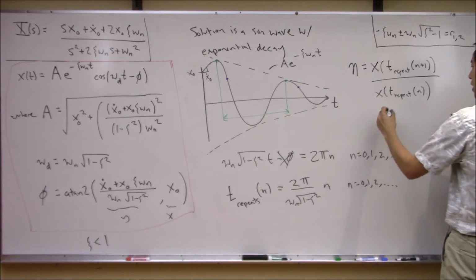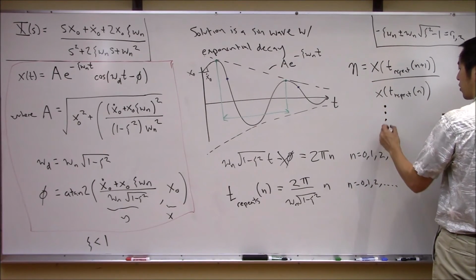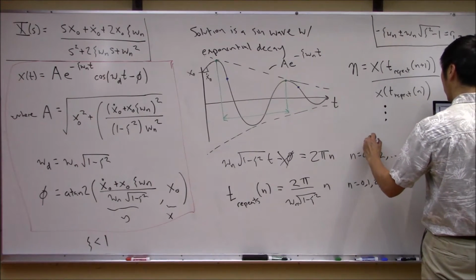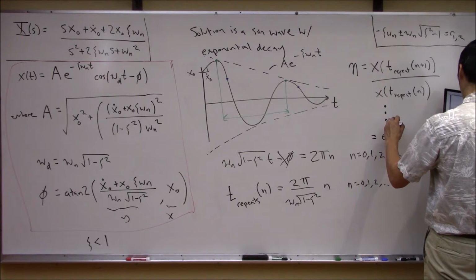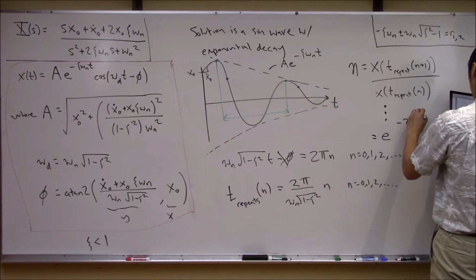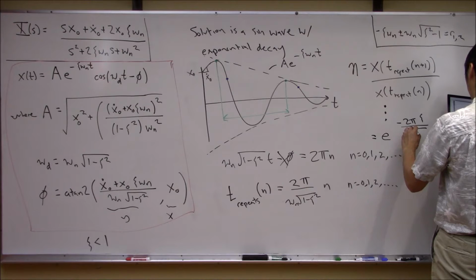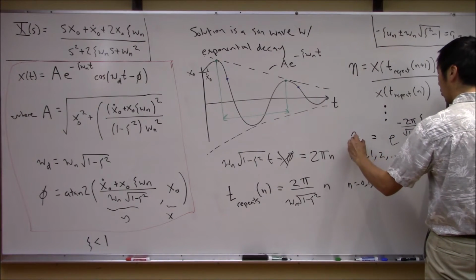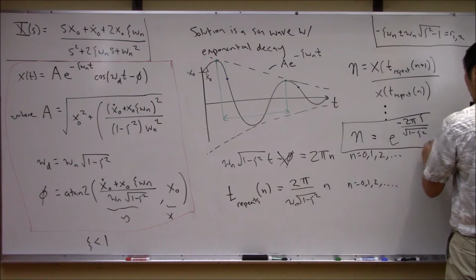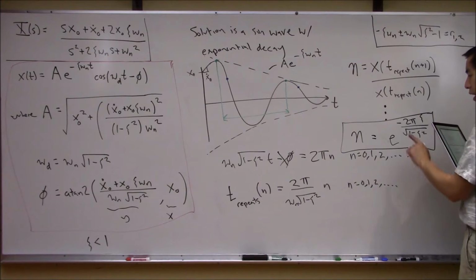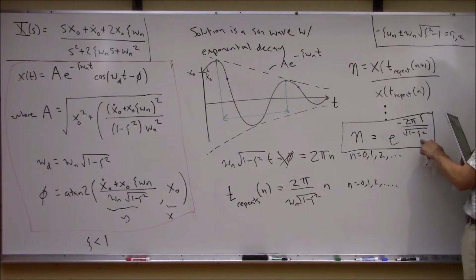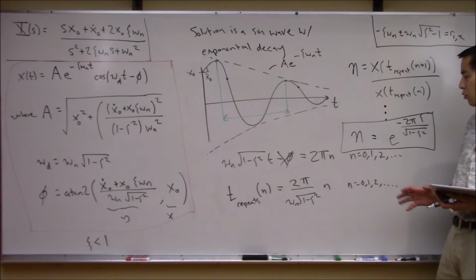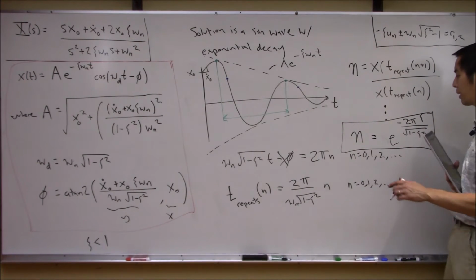What's fascinating about this is if you do that, here's the Mathematica screenshot. What Mathematica is going to tell you is this ratio turns out to be e to the minus 2 pi zeta all over square root of 1 minus zeta squared. So here's the ratio. What's fascinating is that it's only a function of the damping ratio. Again, this is why the damping ratio is so critical in standard second order forms. It tells you all this information about the system.